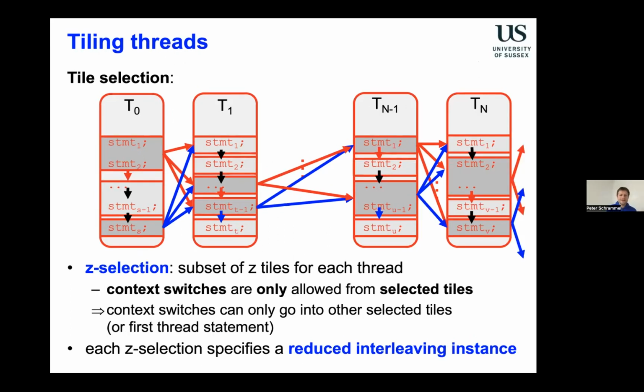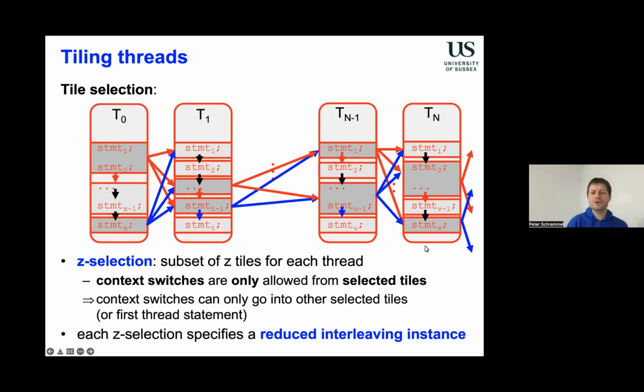And so each selection, in this case selecting 2 tiles from each thread, is called a reduced interleaving instance, because it picks a subset of possible interleavings. And this is a task that we are going to execute. Of course, we have to enumerate all these different selections. So another would be where we pick this and this, and this and this, and this one and this one. Of course, there are exponentially many. I'm going to show you later how we solve that problem.